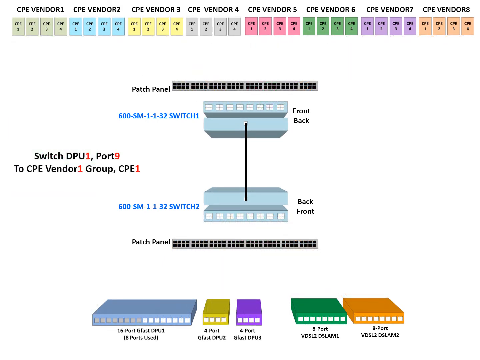For our first switching example, DPU1 port 9 is switched to CPE vendor group 1, CPE1. The loop length is set to 150 meters. Here, DPU2 port 1 is switched to CPE vendor group 3, CPE2, over a loop length of 100 meters. Now we will switch the remaining ports to different CPEs over varying loop lengths.